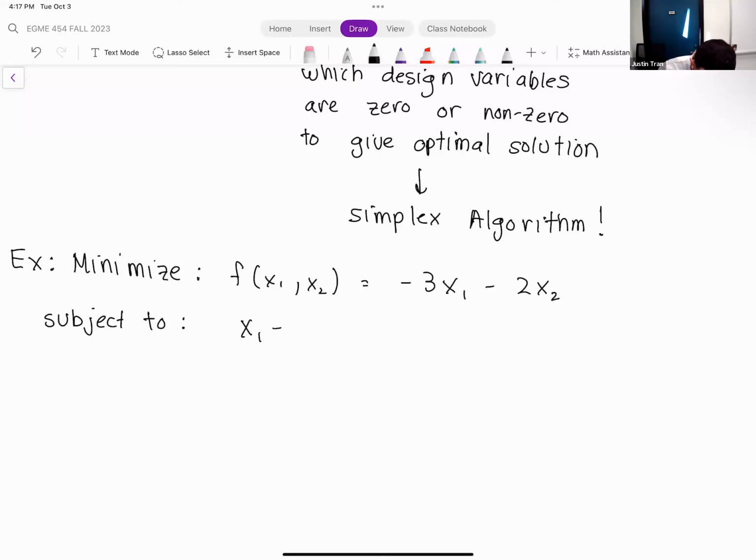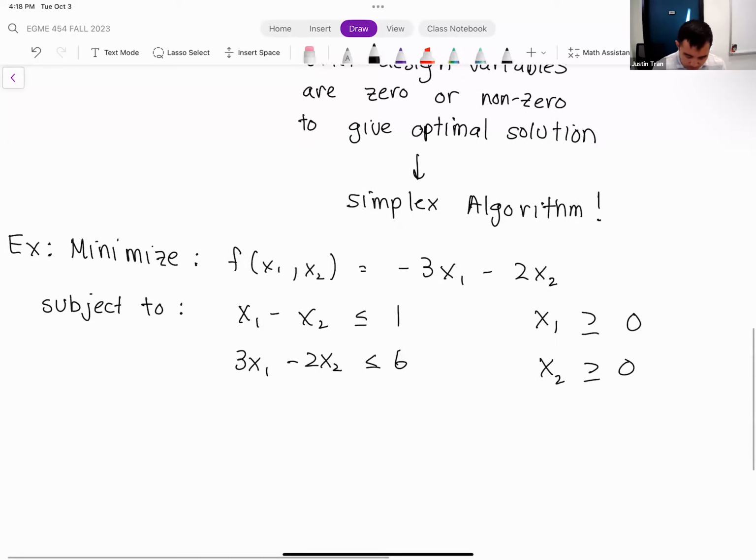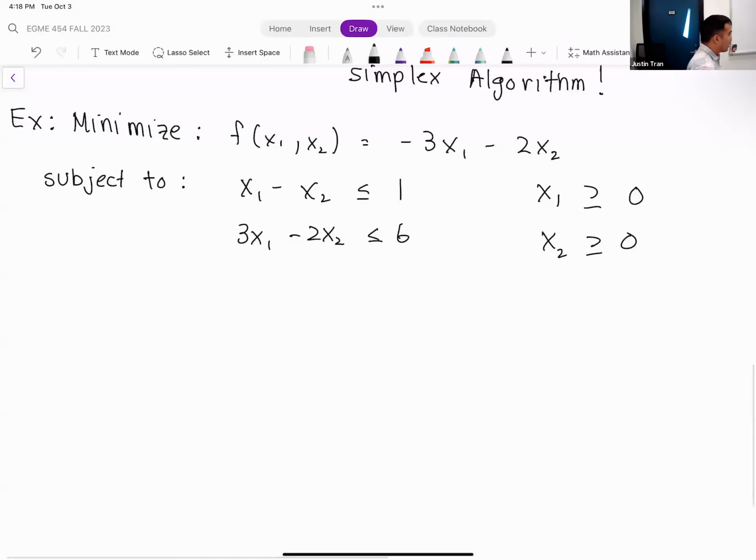The first constraint is x1 minus x2 must be less than or equal to 1. The second is 3x1 minus 2x2 less than or equal to 6. And just like all linear programming problems, we're going to assume that all of our variables are non-negative: x1 is greater than or equal to 0, and x2 is greater than or equal to 0. We don't explicitly enforce this throughout the problem-solving procedure, but we have to remember that linear programming problems enforce non-negativity. So not too bad here.